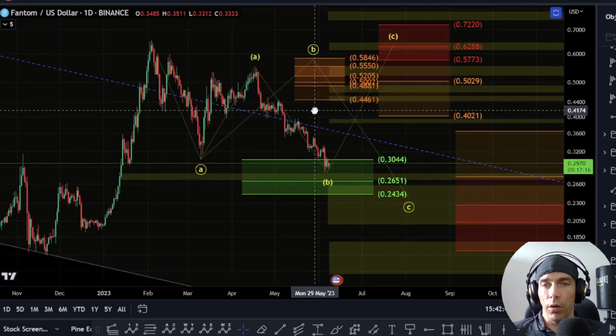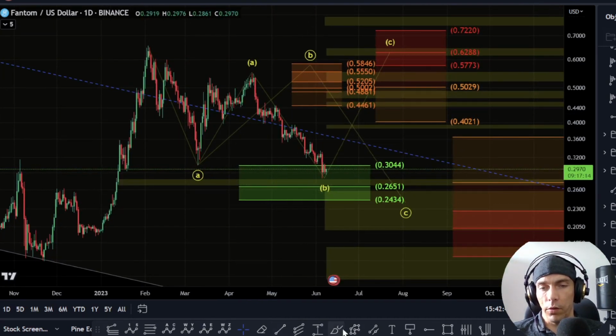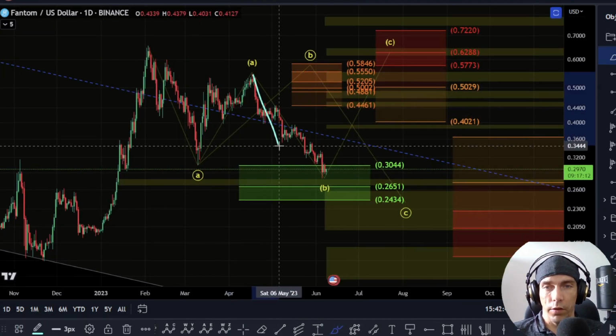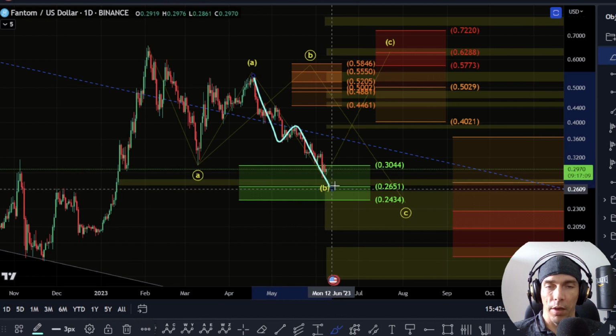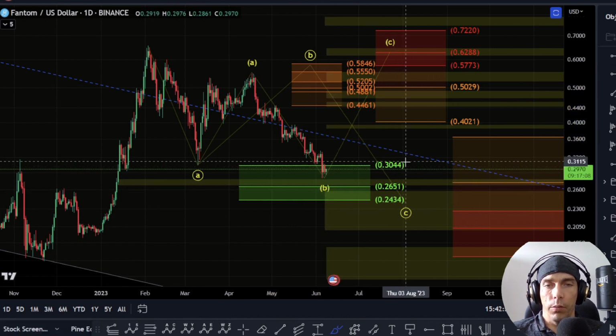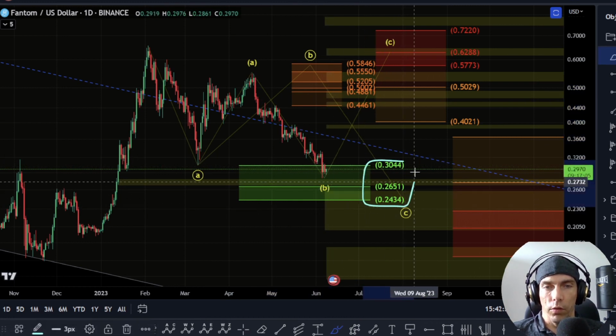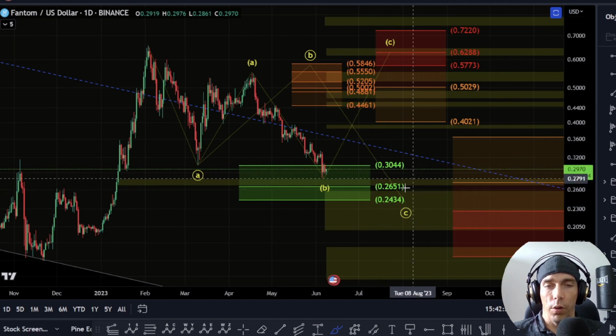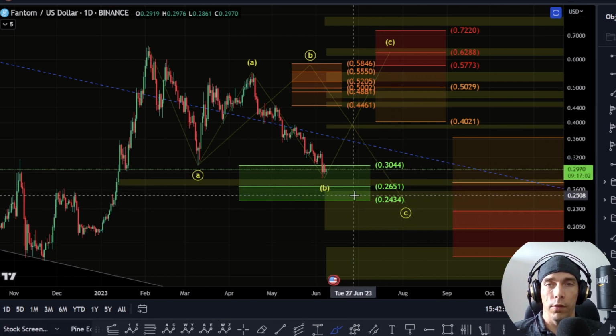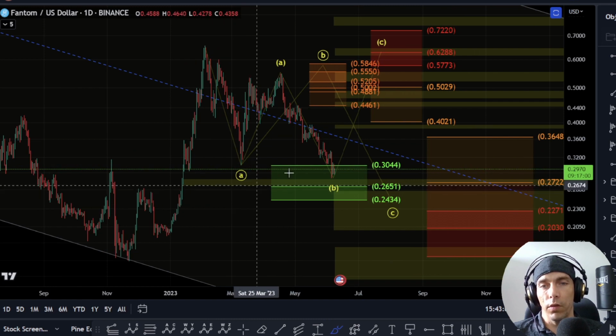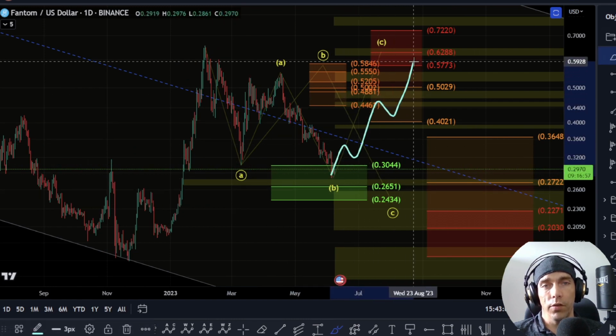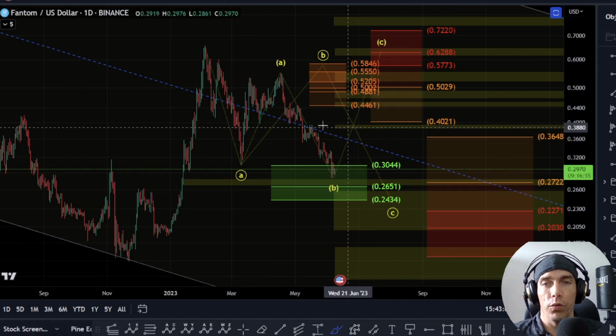Now, the thing I'm looking out for here is that if we do just see a three-wave move to the downside here, A, B, and C, or W, X, and Y, what I would be looking for is the potential to find support in this zone here of this 30 cent 44 to this 24.34. Now, if we do find support in this zone, what we could actually see is price start to form a five-wave move to the upside.